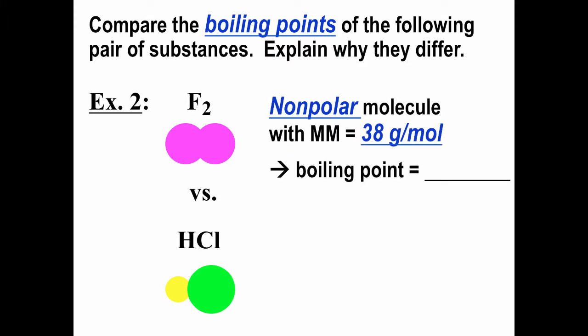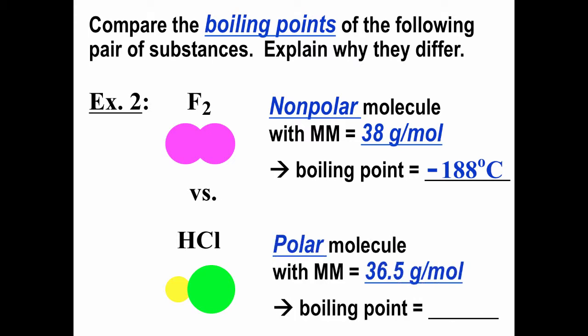So what we have is a fluorine molecule is nonpolar, perfect sharing of electrons between the two atoms. The molar mass of fluorine is 38 grams per mole, and its boiling point is pretty low, negative 188 degrees Celsius. Now what would we predict for HCl? Well, HCl is polar. There's a dipole from the hydrogen to the chlorine, unequal sharing of electrons. Its molar mass is about 36.5 grams per mole, reasonably similar to that of fluorine. And would we expect its boiling point, therefore, to be similar or lower or higher, and why?